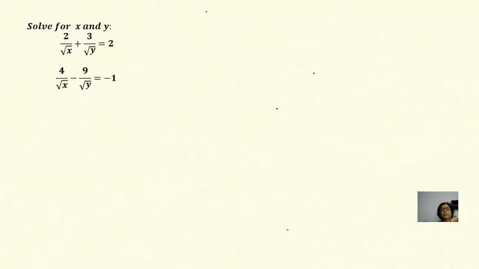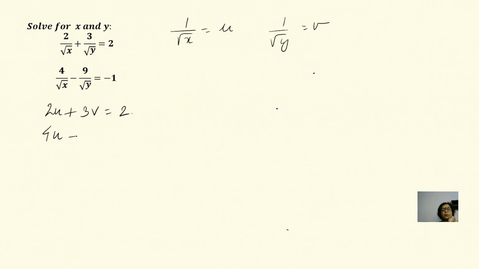Now in this question you find that the variables are in the denominators. Now you can solve it without any assumption. You can do the straight process over here because you have one variable here, one variable in the second term. But to teach the assumption method, I'll assume this 1 by root x as equal to u and 1 by root y as equal to v. So the first equation transforms to 2u plus 3v is equal to 2, and the second one becomes 4u minus 9v is equal to minus 1.